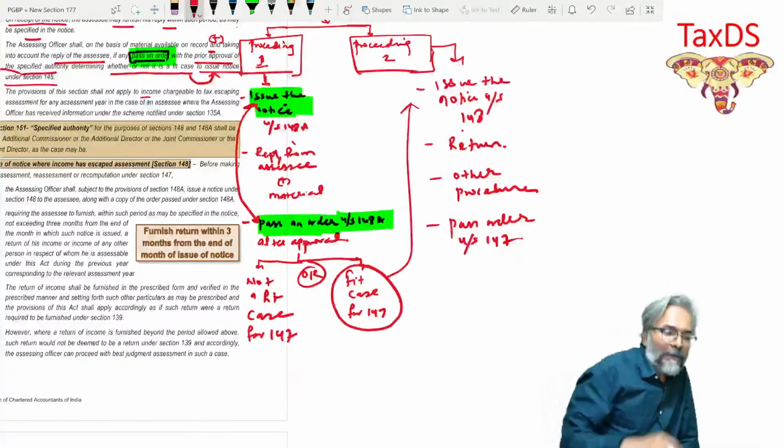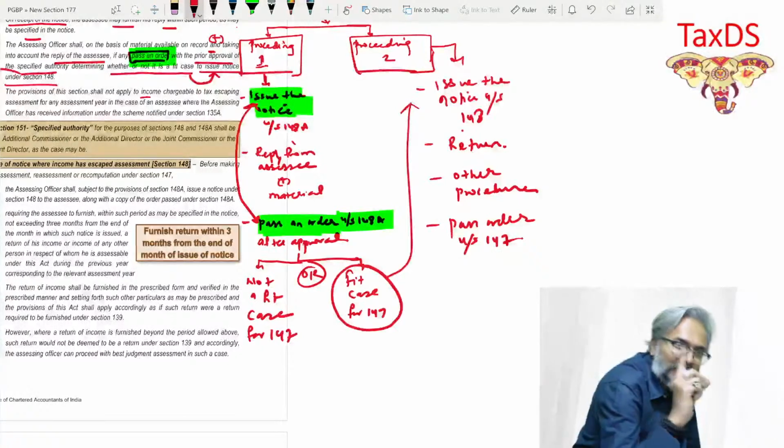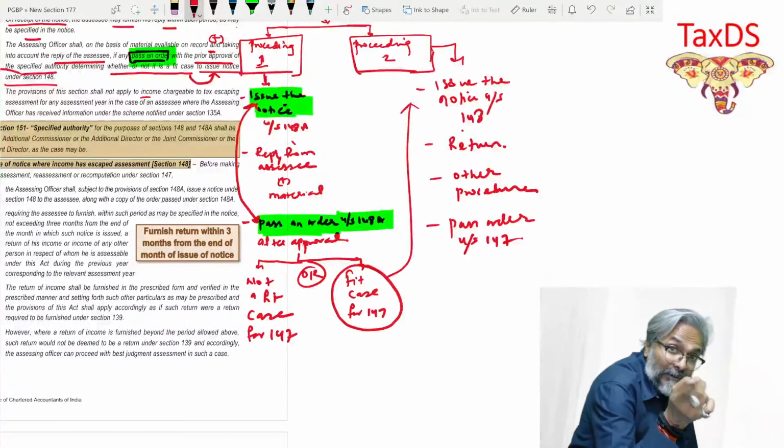And what is the proceeding number 2? Start with the notice. Which notice? Notice under 148. And finally end with the order. Order under which section? 147.